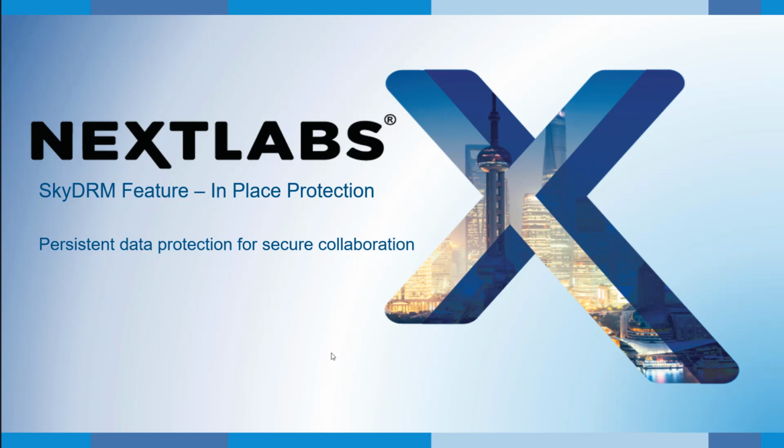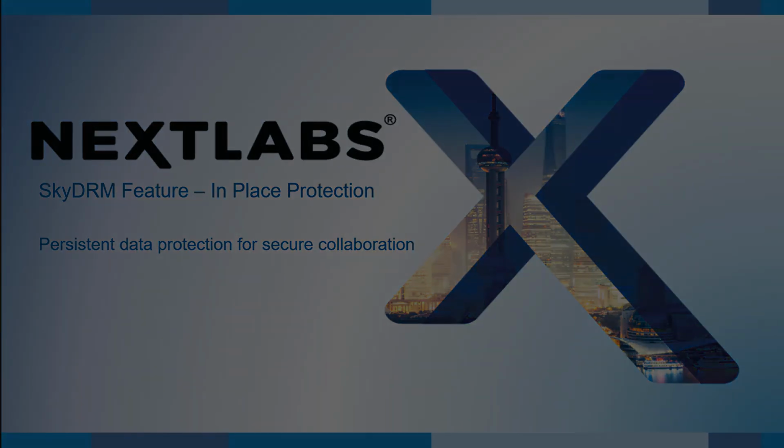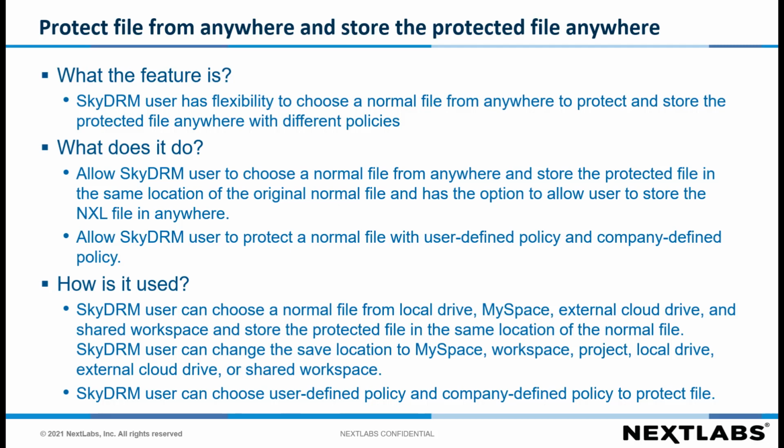Today I will show you the In Place Protection feature. The In Place Protection feature allows SkyDRM users to choose a normal file from anywhere and store a protected file in the same location as the original file. It also has the option to allow users to store the NXL file anywhere.